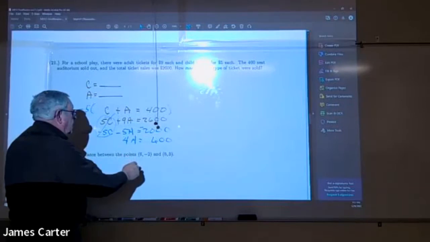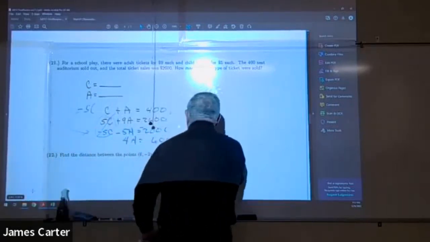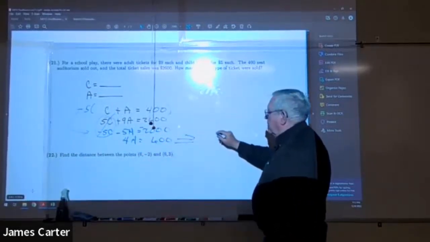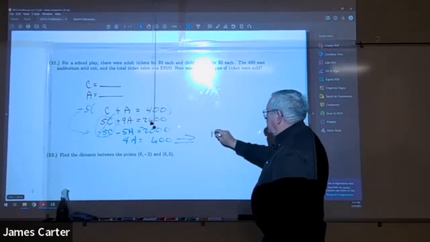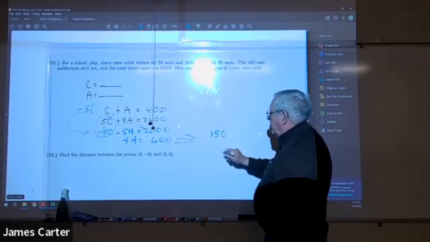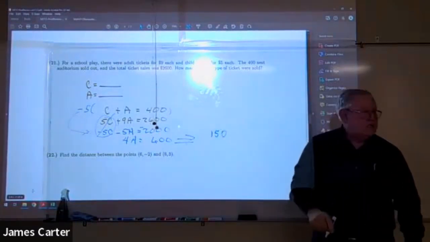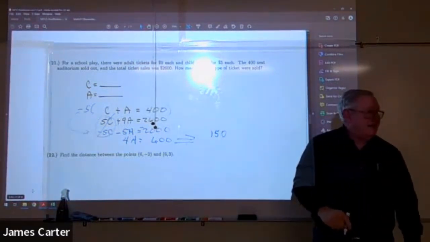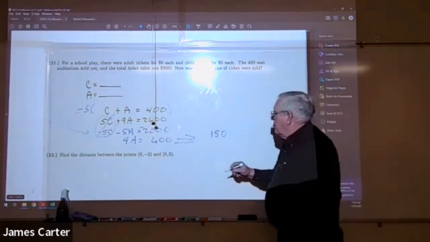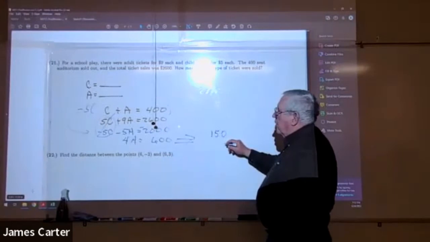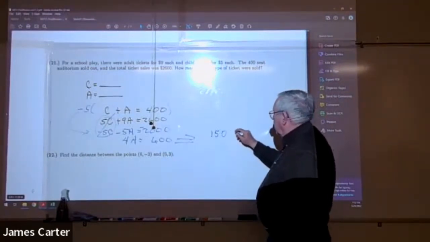Okay, so then I divide both sides by 4. 4 goes into 60 15 times with another 0 on the end. That's clock math, 4 quarters of an hour. Okay, so there are 150 adults.